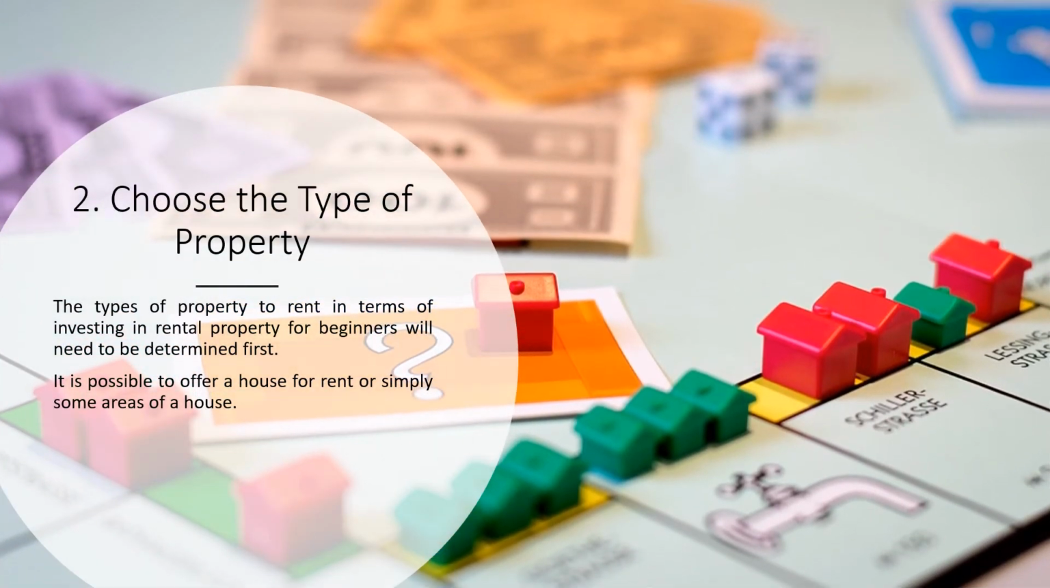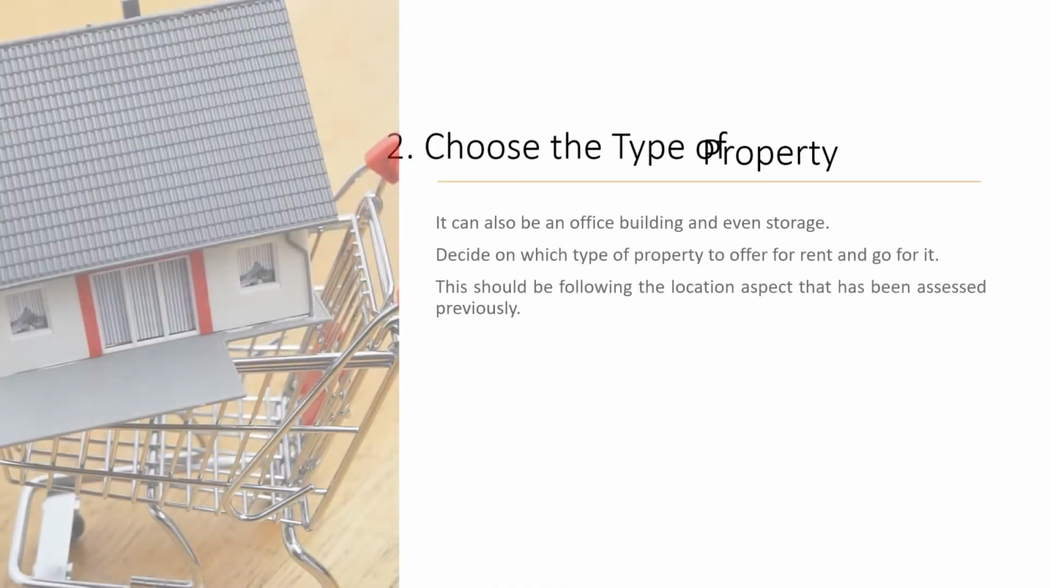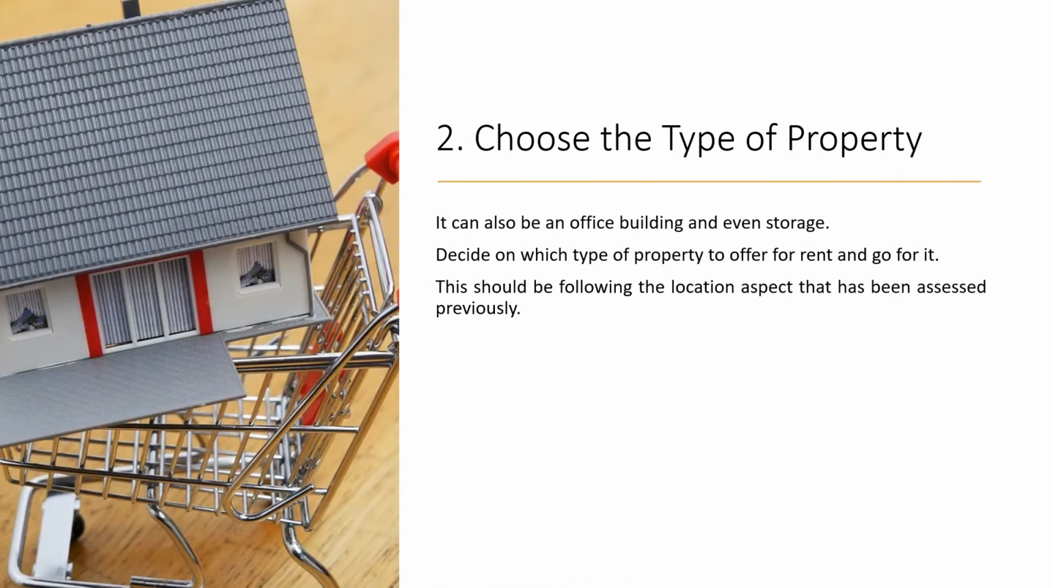2. Choose the type of property. The type of property to rent, in terms of investing in rental property for beginners, will need to be determined first. It is possible to offer a house for rent or simply some areas of the house. It can also be an office building and even storage. Decide on which type of property to offer for rent and go for it. This should follow the location aspect that has been assessed previously.